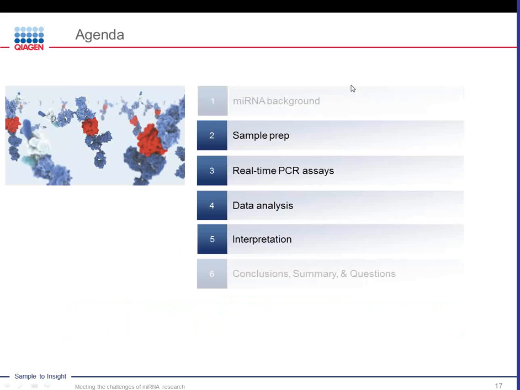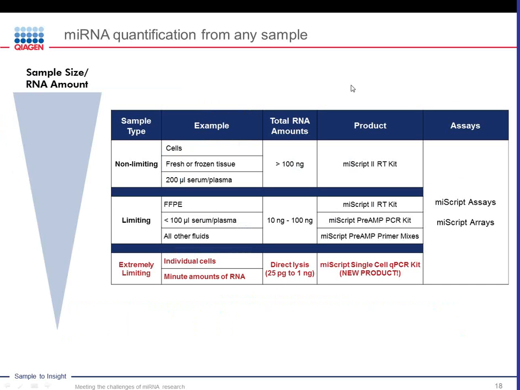So now let's shift gears here from a background and spend our time discussing the tools and technologies that you will use. At QIAGEN, we have microRNA quantification solutions from any sample type, ranging from non-limiting samples to extremely limiting samples. So your non-limiting samples would be your cell lines, your fresh or frozen tissue, or generally speaking, your serum or plasma when you have at least 200 microliters to process. Your typical total RNA amounts are greater than 100 nanograms. With this, you don't need preamplification. You simply synthesize cDNA and run your either primer assays or pre-formatted arrays for microRNA quantification.